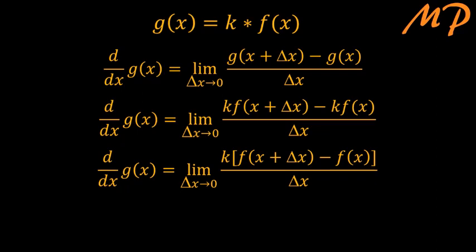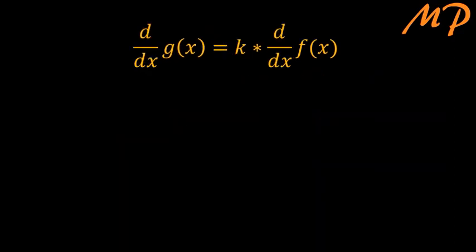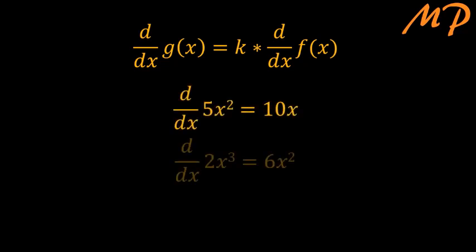Using the properties of limits, we know that constants can be taken out. From this, we can say that the derivative of g of x is equal to k times the derivative of f of x. So now if we differentiate something like 5x squared, we get 10x, if we differentiate 2x cubed, we get 6x squared, and if we differentiate 4x, we get just 4.